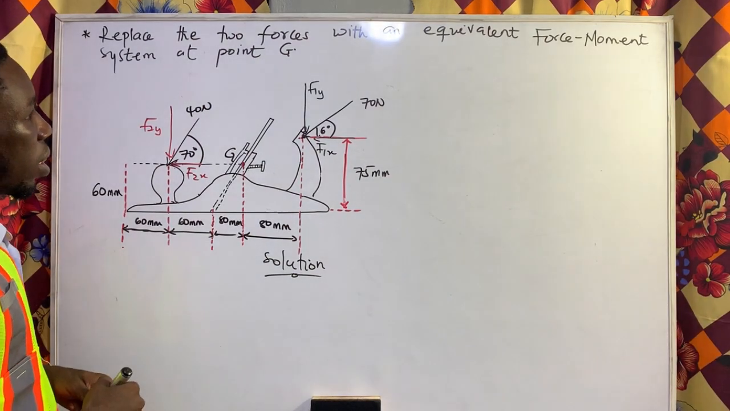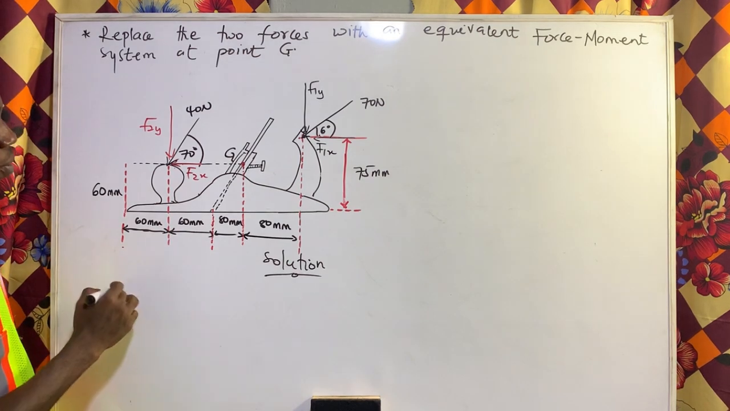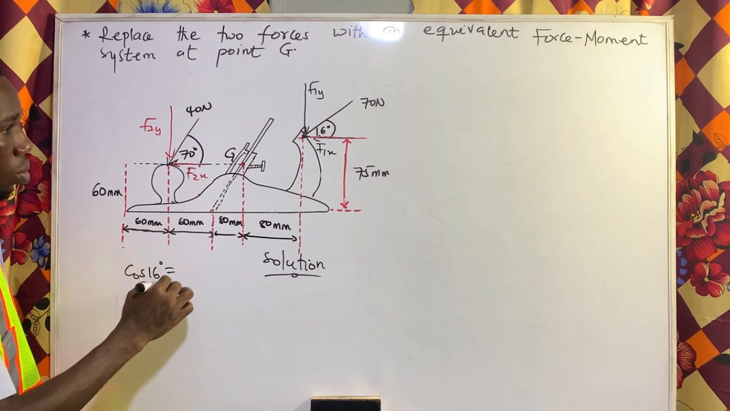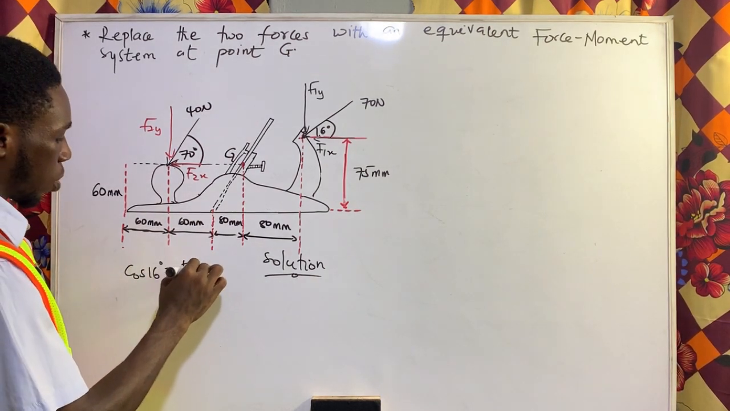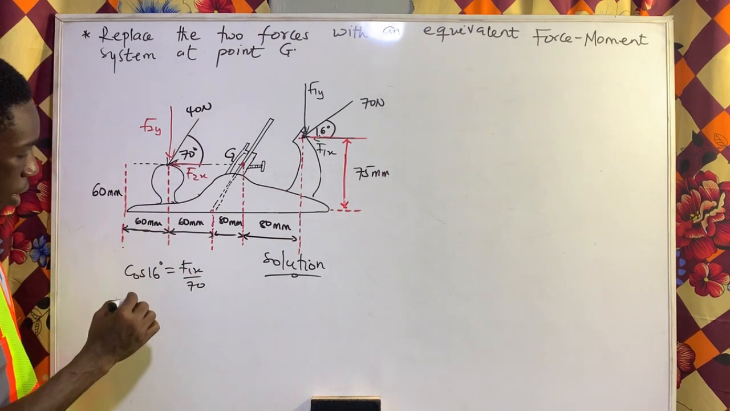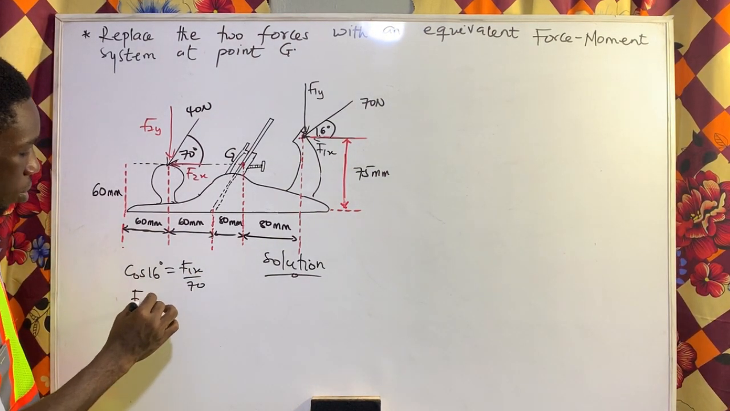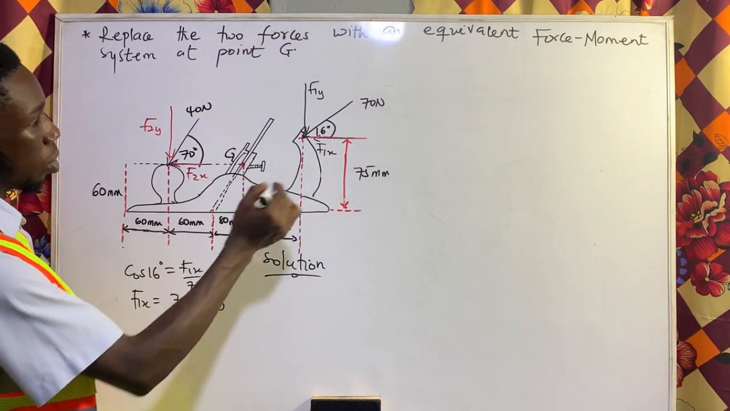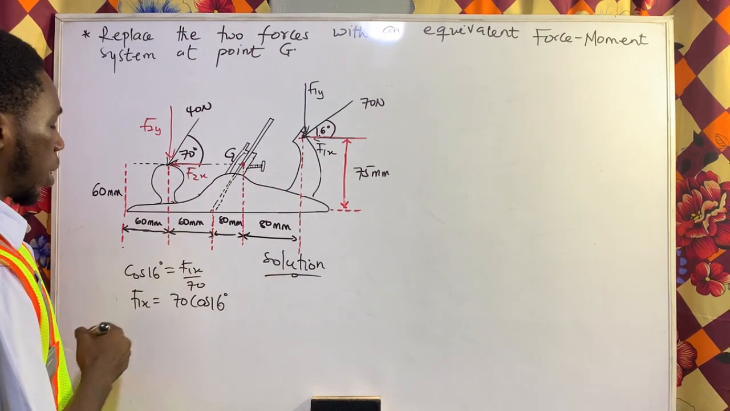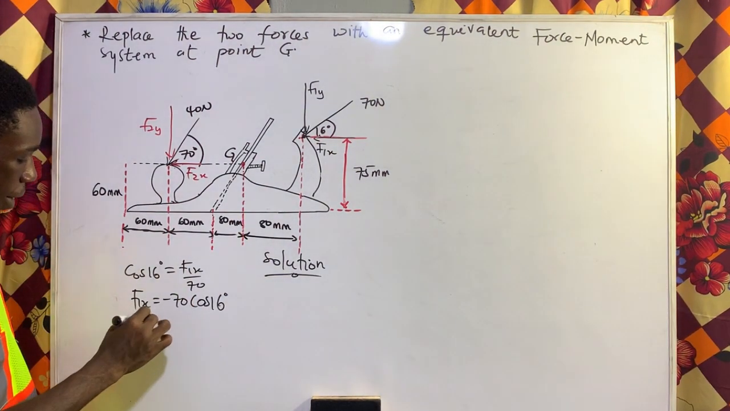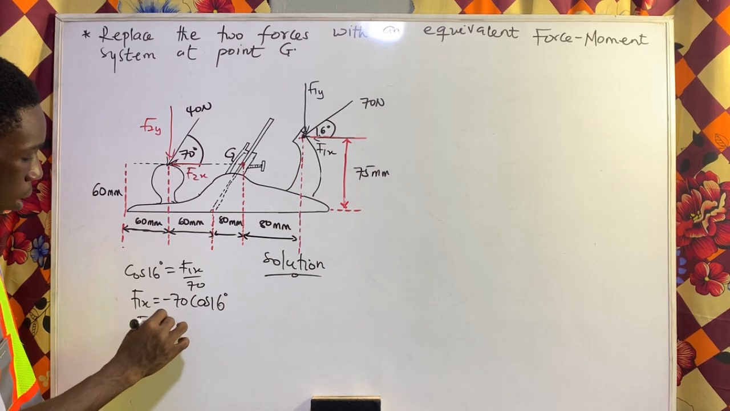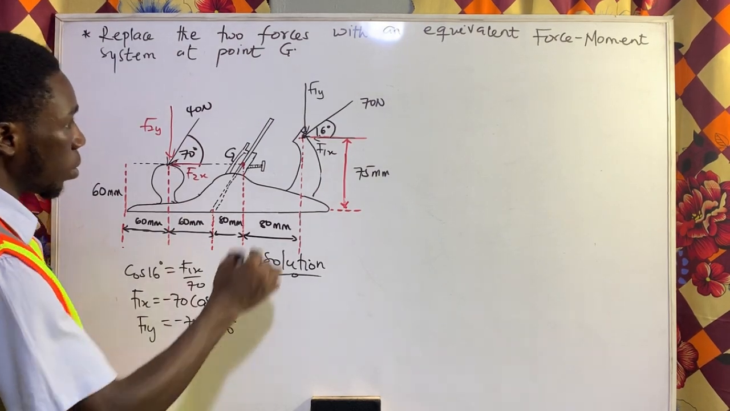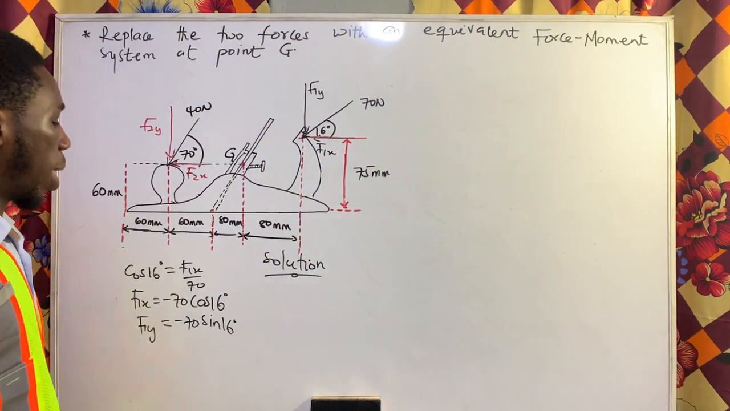Now let's find these components. Let's start with the 70 newtons force. Let's take cosine of the angle. So we are going to have cosine of 16 degrees equal to F1x over 70, right? So F1x equals 70 cosine 16 degrees. But you notice that it is pointing in the negative x-axis direction, so that is negative. Let's find F1y. That is minus 70 sine 16 degrees. It is pointing downwards, negative y-axis direction.